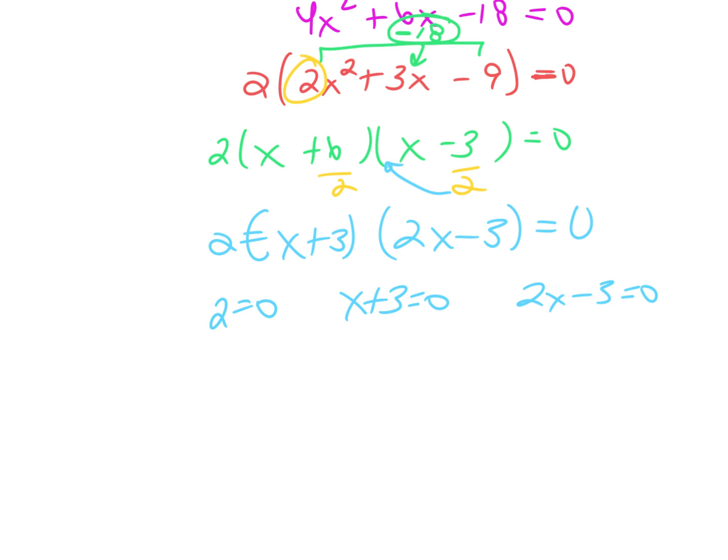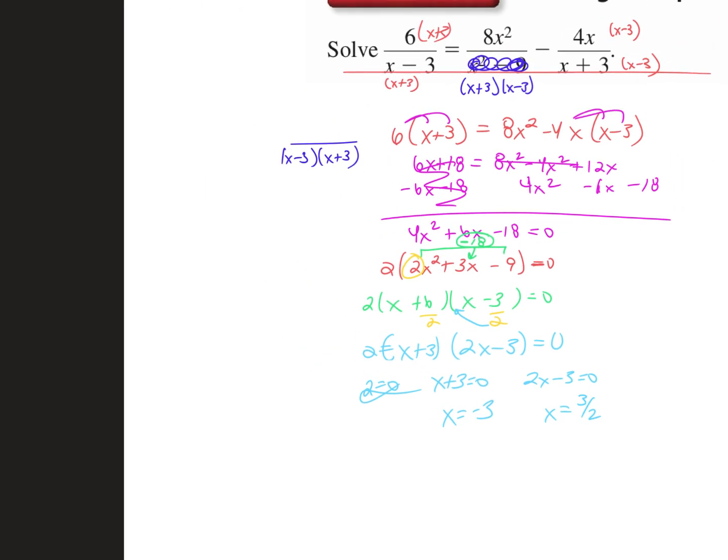So I have 2 equals 0, x plus 3 equals 0, 2x minus 3 equals 0. Does 2 ever equal 0? No. Here I have x equals negative 3, and here I have x equals, if I move negative 3 over, it becomes positive, and then I divide by 2, so I have 3 over 2. Check your denominators.